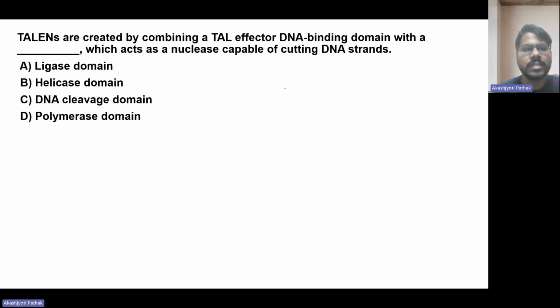So now answer this question. This is the last concept that was discussed. The question is: TALENs are created by combining a TAL effector, transcription activator-like effector, DNA binding domain with a dash which acts as a nuclease capable of cutting the DNA strand. The answer is, just like zinc finger nucleases, here also it is the same. It is a DNA binding domain fused with a helicase domain. Not helicase, it is a DNA cleavage domain.